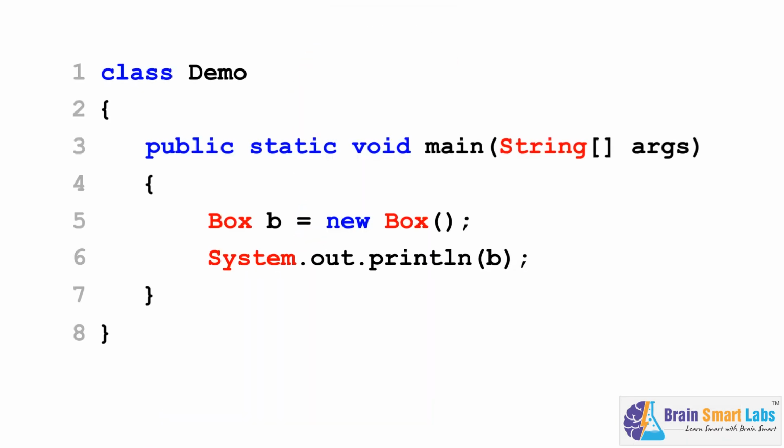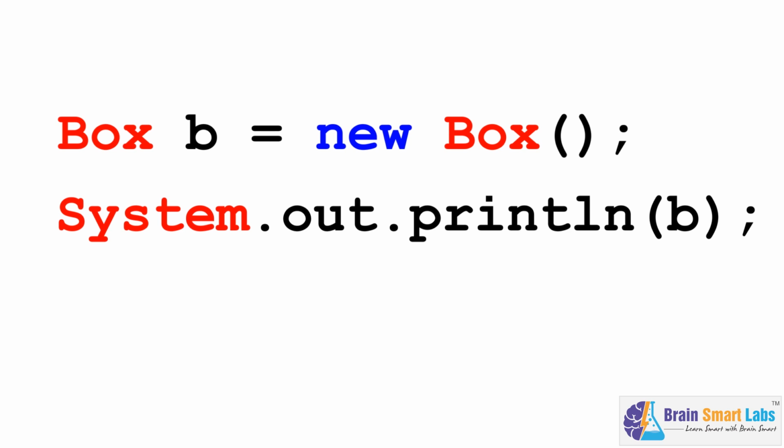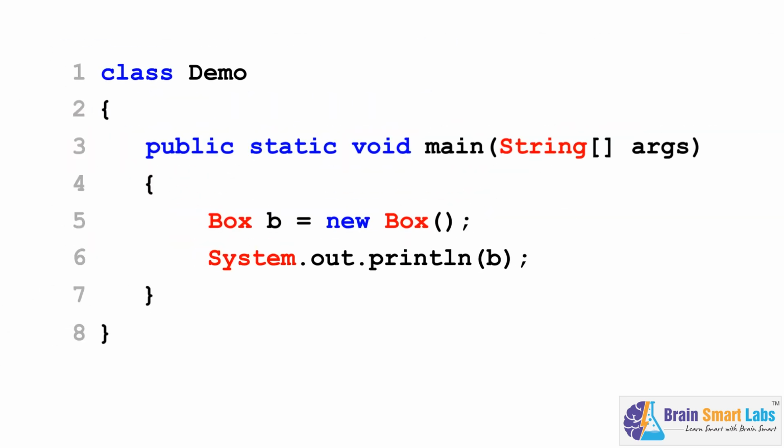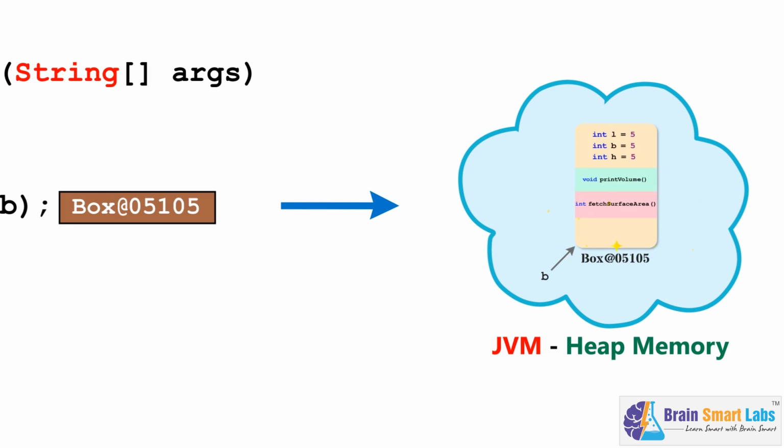If we try to access variable B inside our print statement directly, we will get the address of our box object B. This is because the variable B now holds the reference to our box object, which is present inside our JVM heap memory. Now it is time for you to start typing and try the following code. Please don't skip this assignment as it is very important for you to progress to our next topic.